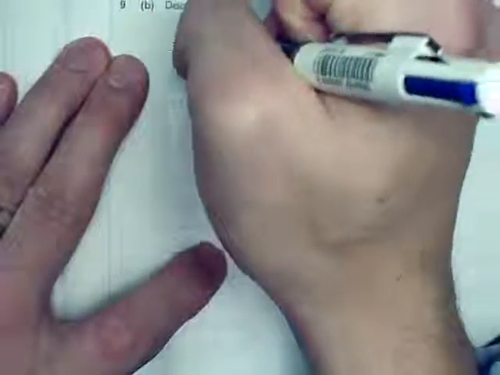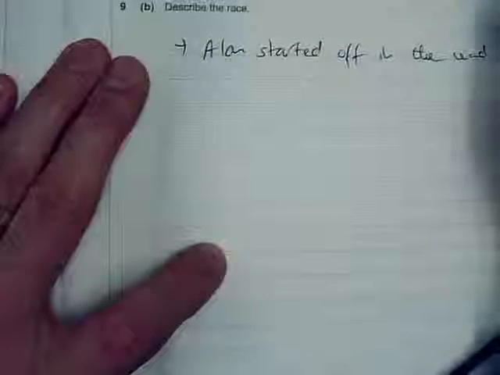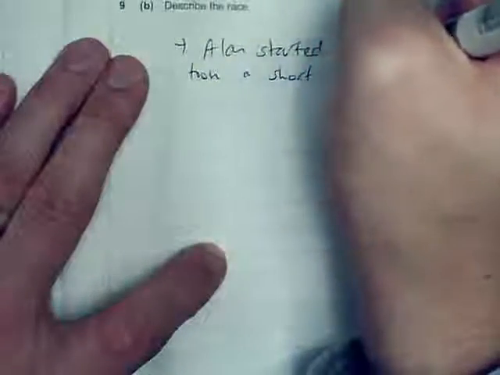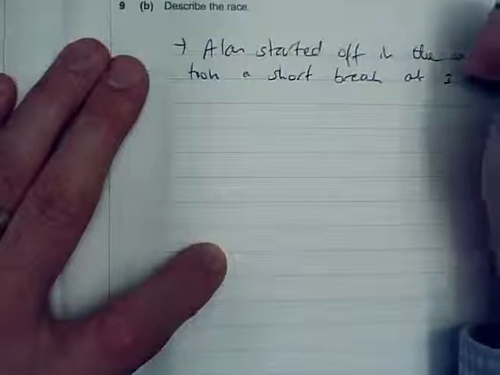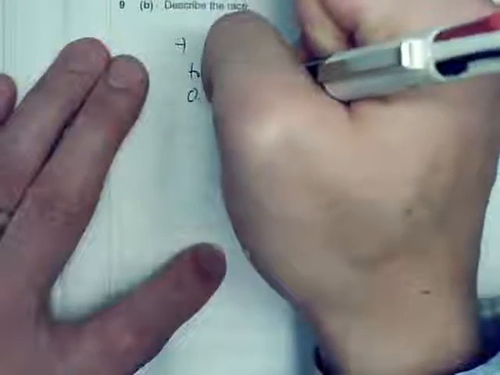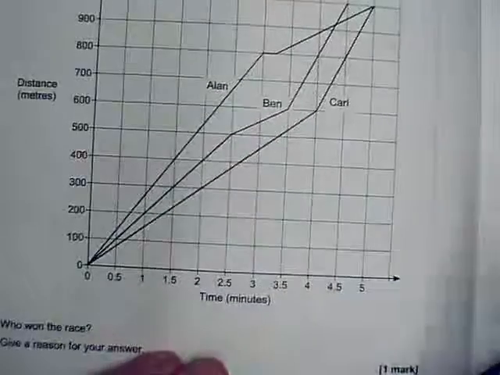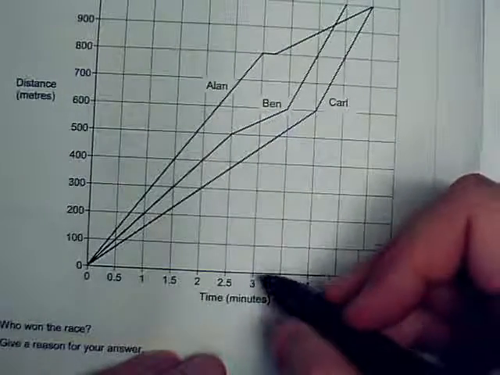So it might be a good idea to bullet point this. So Alan started off in the lead, but took a short break. I've actually worked it out at 3 minutes for 0.25 minutes, which I've just worked out looking at the graph. It's a half a square that he breaks for, so half of a half is a quarter.